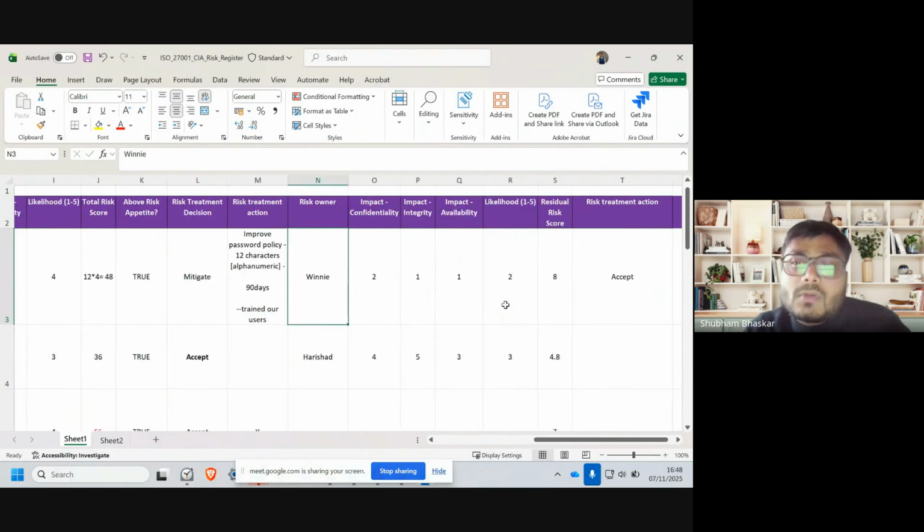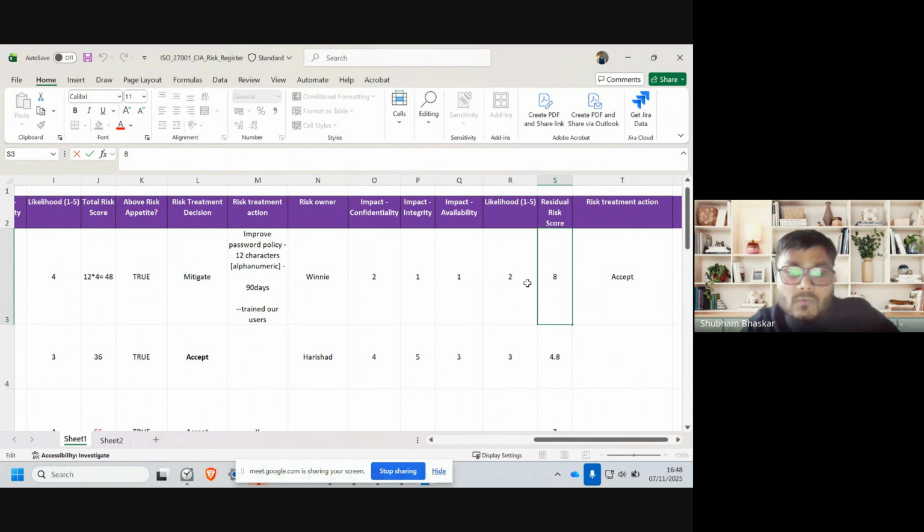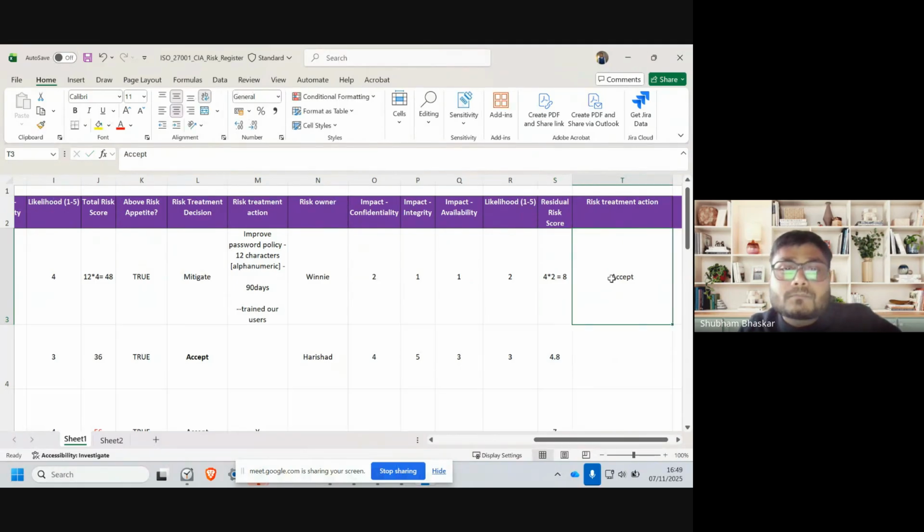Because now that you have a control, right? You have a strong password policy. So the chances of the risk happening and its impact are less. 2, 1, 1 is the impact, and likelihood is also very less. Residual risk score is what? 2. Right? You understand how that worked? It worked like 2 plus 1 plus 1, that is 4. And then you multiply it by the likelihood, that becomes 8. And that's why you accepted it. I know it's overwhelming. Any questions till now?